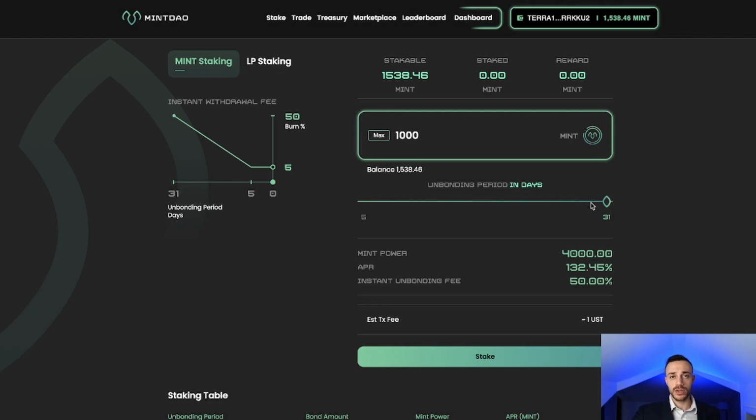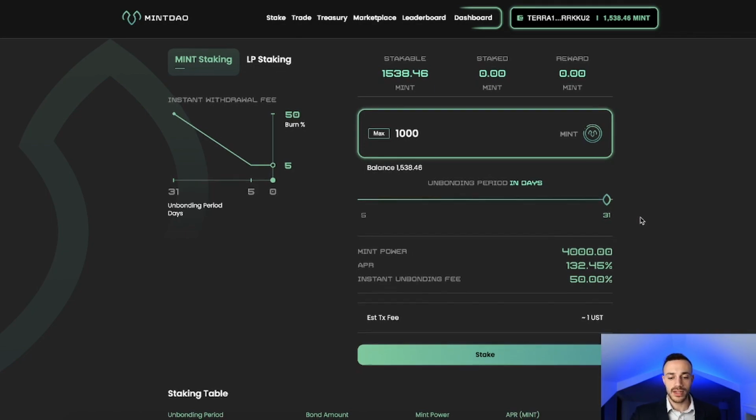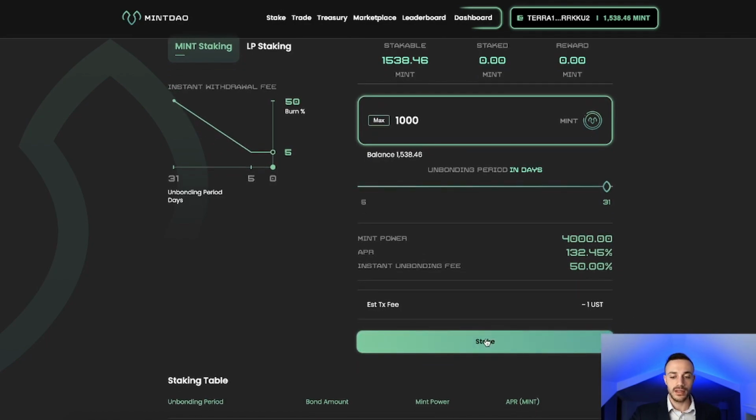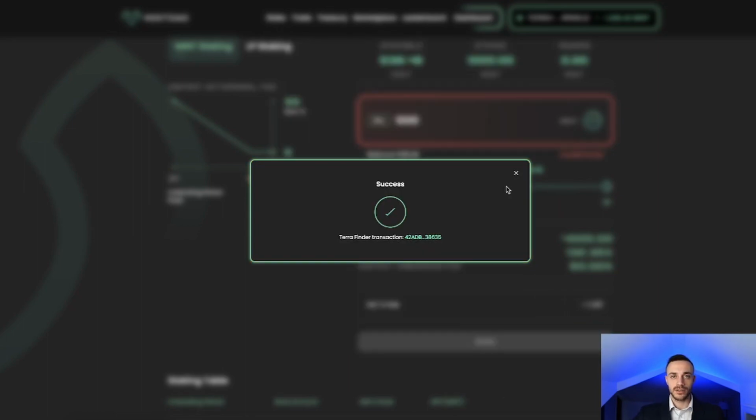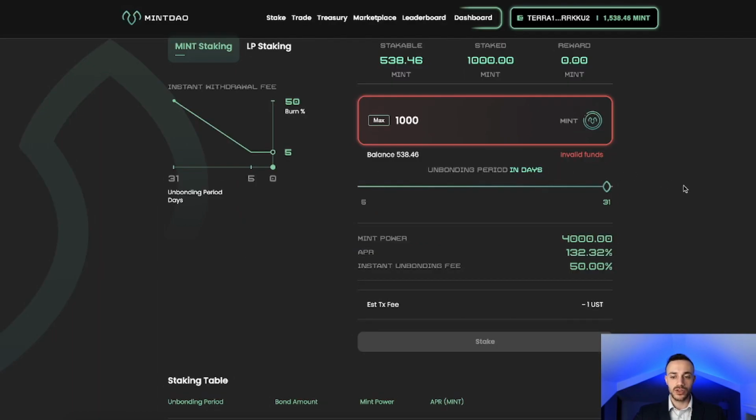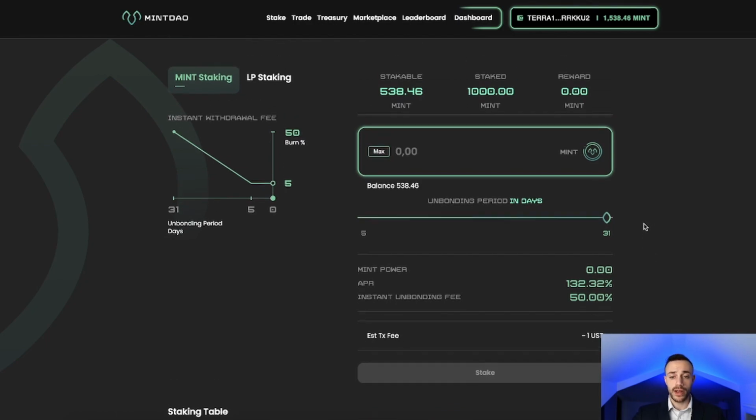So for this video example, I'm going to select the 31-day unbonding period. And we can see with this transaction, it's going to cost one UST. So let's go ahead and stake our tokens with a 31-day unbonding period. Okay, so now we have successfully single-side staked our Mint tokens with a 31-day unbonding period for 132.32% APR rewards. So that is a very healthy staking reward right there.